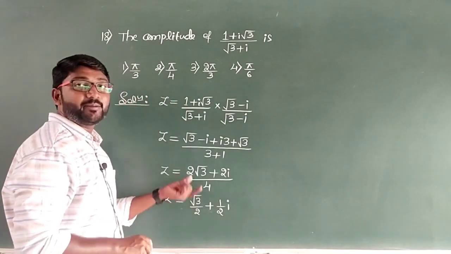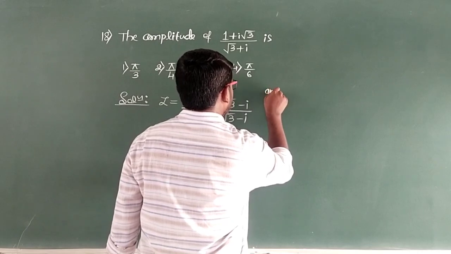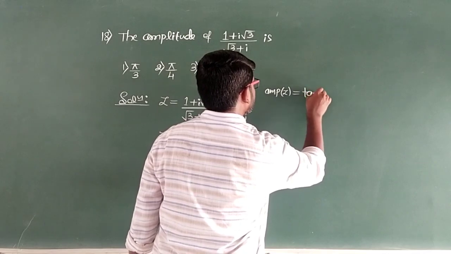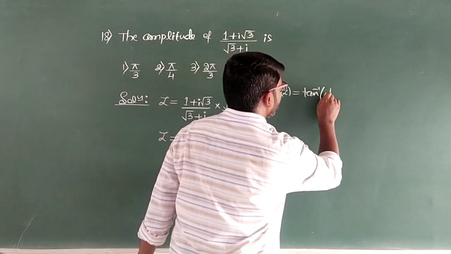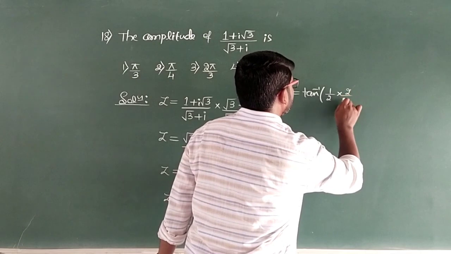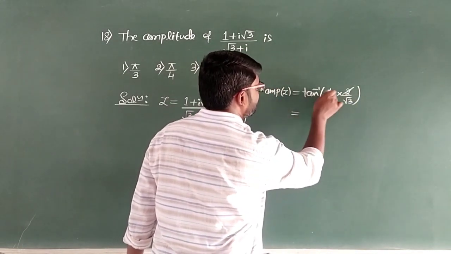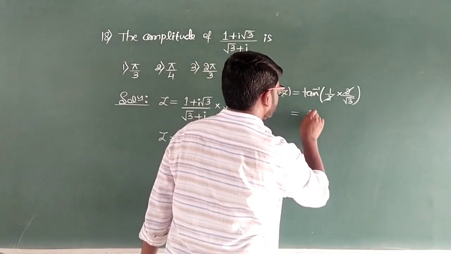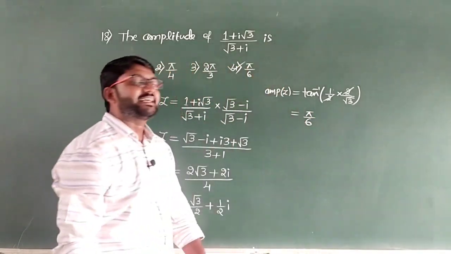Now we have to find the amplitude. That means we will have to find the argument or amplitude of z, which is equal to tan inverse y by x. What is y here? It is 1 by 2 divided by x, which means we can take the reciprocal, that is going to be 2 by root 3. 2 gets cancelled. So overall we have tan inverse 1 by root 3. That will be 30 degrees. It is pi by 6. So the amplitude is going to be pi by 6. Option 4 is the correct answer.